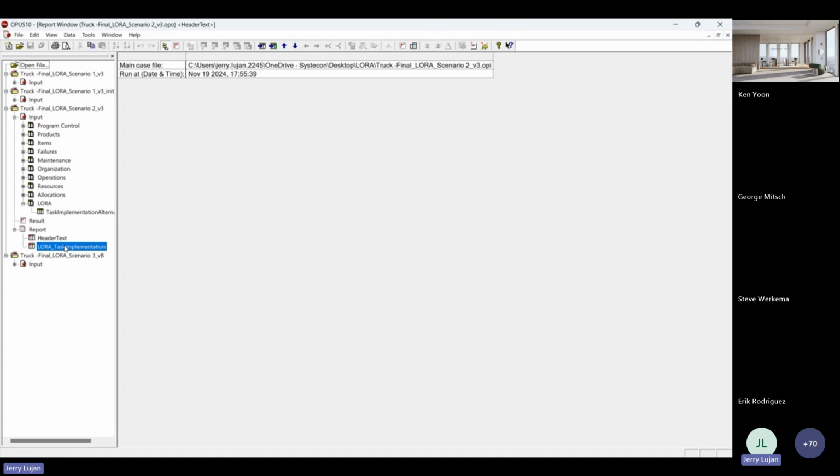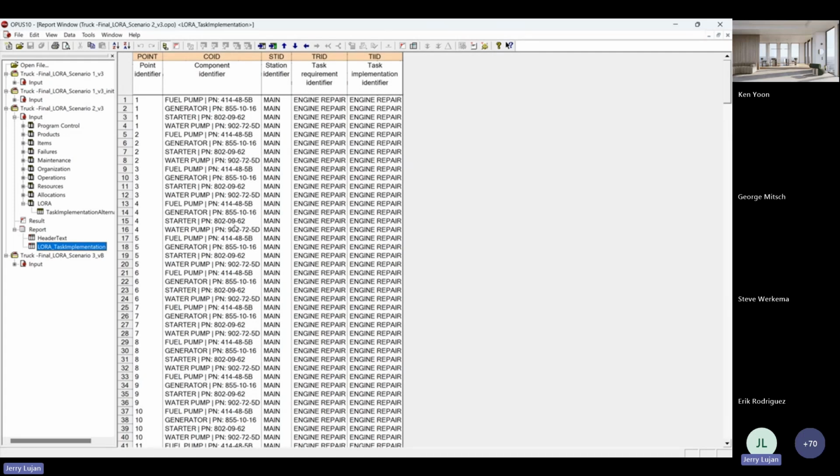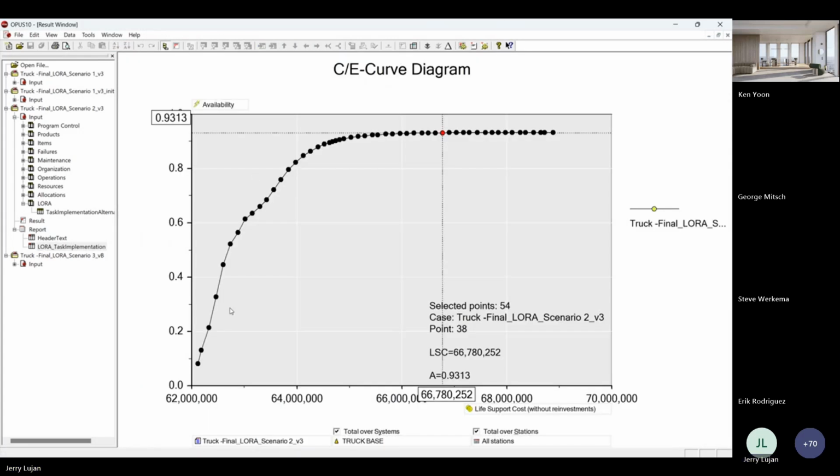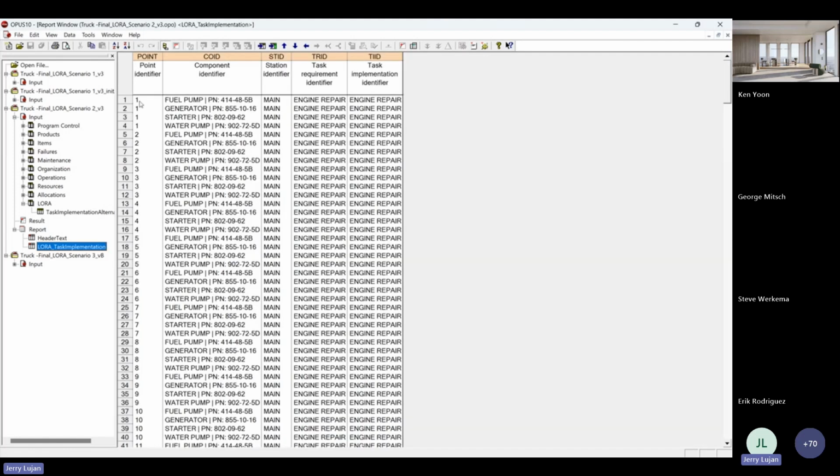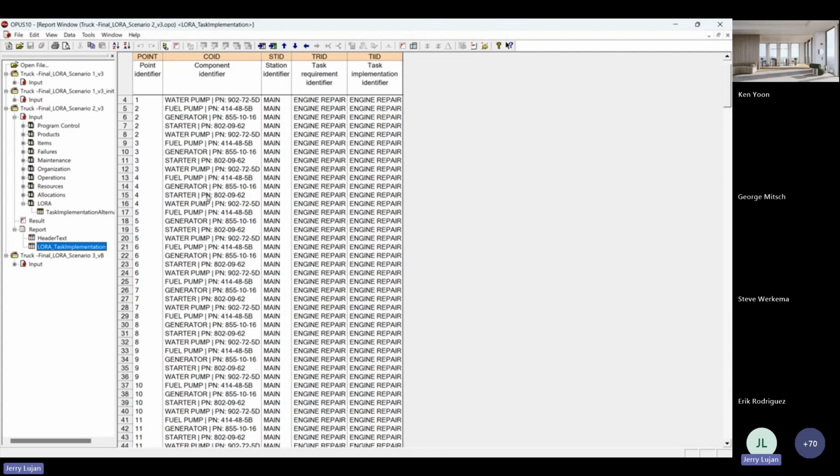We'll take a look at that report and we'll see here that we have all these different points, right? Here's the point along the curve. So point 1, point 1, point 1, point 1. When we're looking at this, there's 4 of those because every single point is considering each one of those: the fuel pump, the generator, the starter, and the water pump. All right, well, we're repairing them all right now. It's all being handled through this engine repair task.